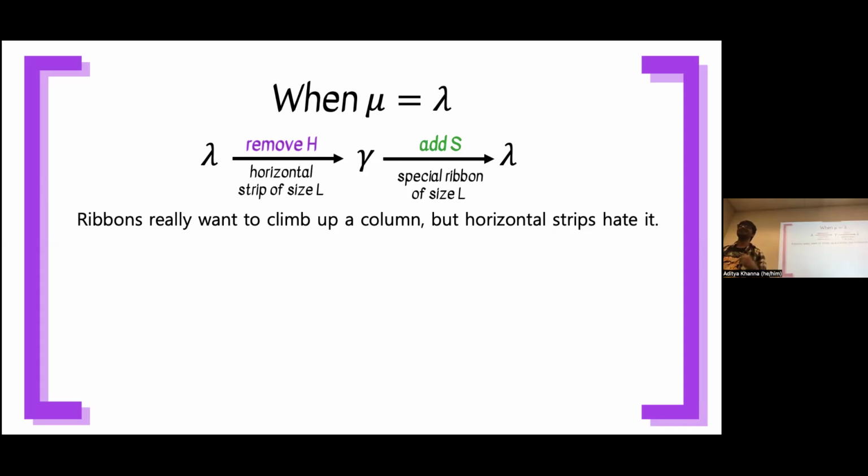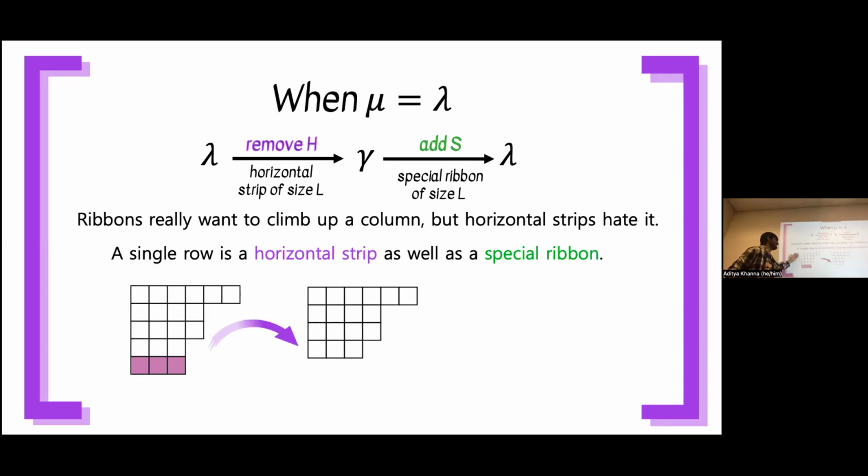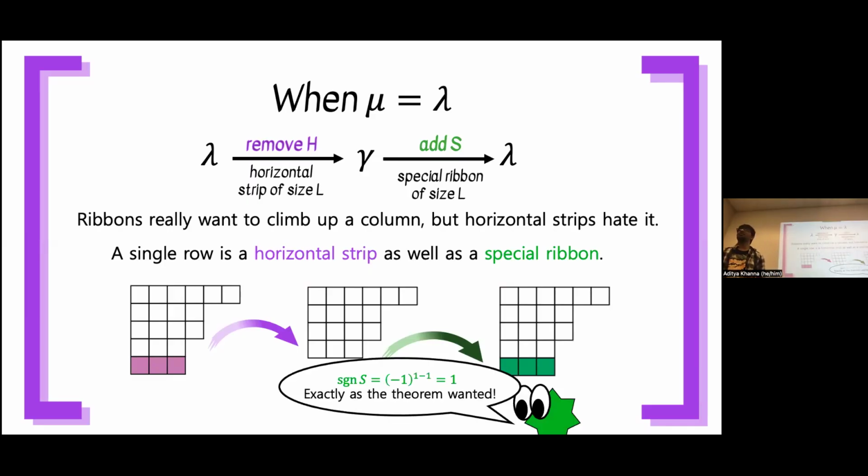Perfect. It is exactly one row. The only thing that is a horizontal strip and a special ribbon is a single row, the last row, because you also will remove the biggest index thing. So I remove this one. Also, I can't remove anything in the middle, right? That's not a partition anymore. So I remove the last row and I add the last row. The sign of this: it occupies one row. 1 minus 1 is 0. Minus 1 to the power 0 is 1. So the sign of this is negative 1 to the 1 minus 1, which is exactly 1. And that's what the theorem wanted.